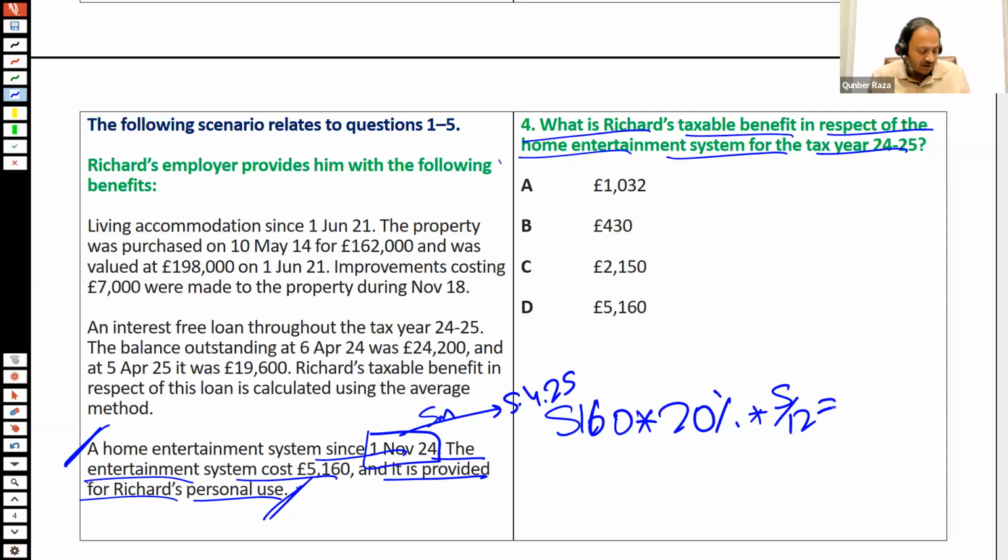Can someone please help me in calculation? I really don't want to do the calculation. Anyone? Please. Kawal, Sean, Omer. Thank you, Omer. 430. So 430 is the amount of taxable benefit.